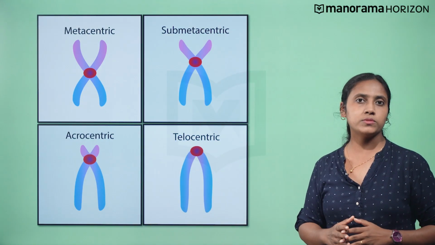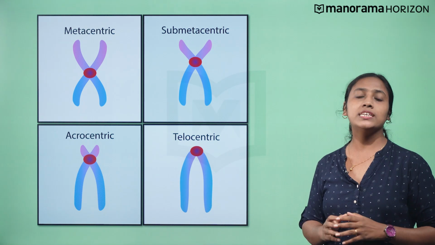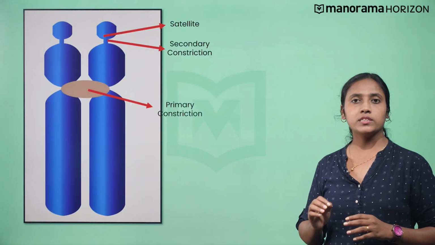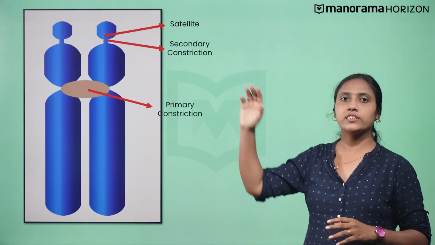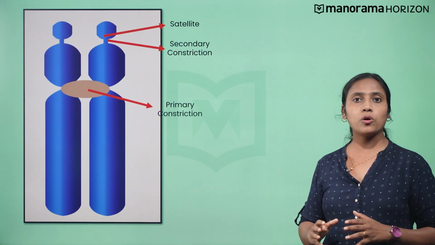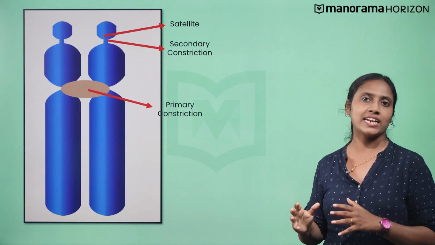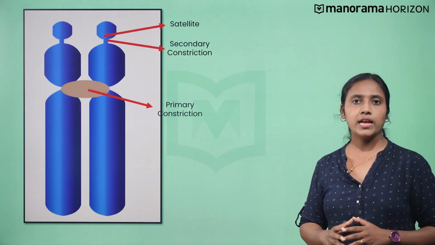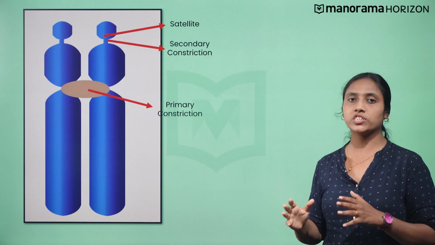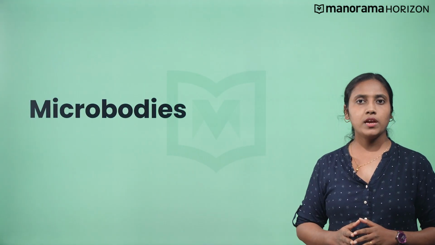In a few chromosomes, there is a small non-staining constriction at the end called secondary constriction. The terminal part above the secondary constriction is the satellite, and chromosomes with satellites are called SAT chromosomes or satellite chromosomes. Let's now see the last structure of this session, that is microbodies.